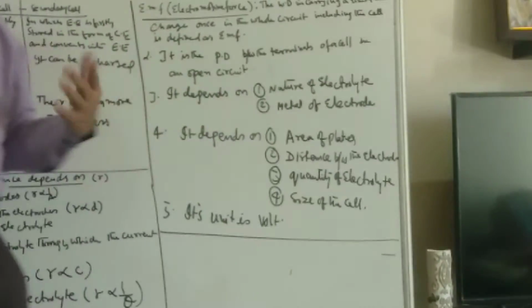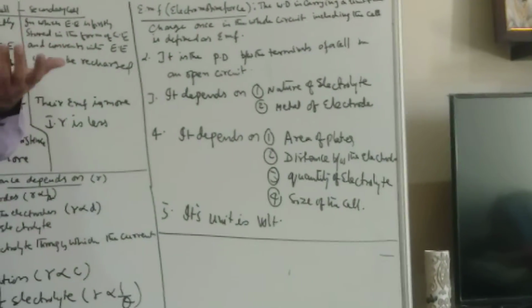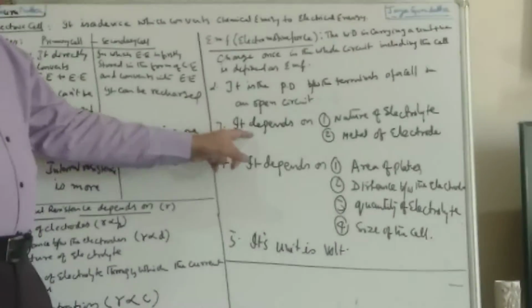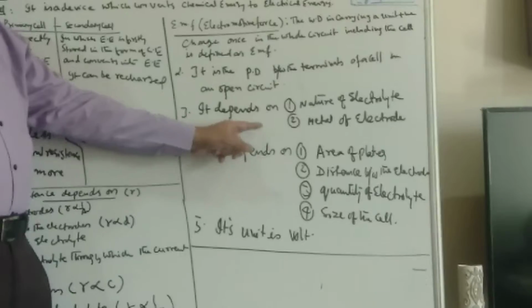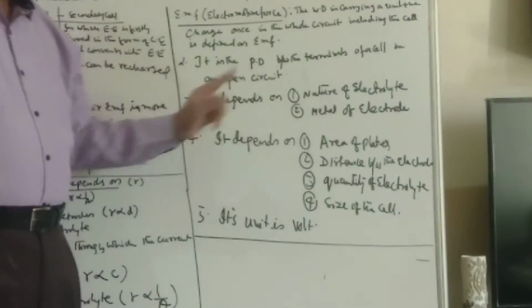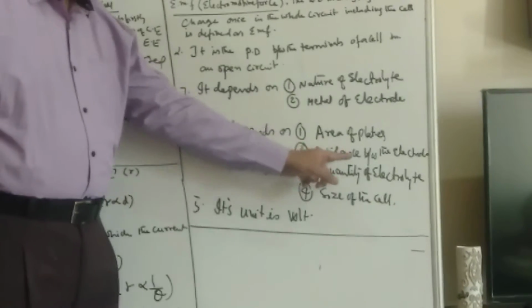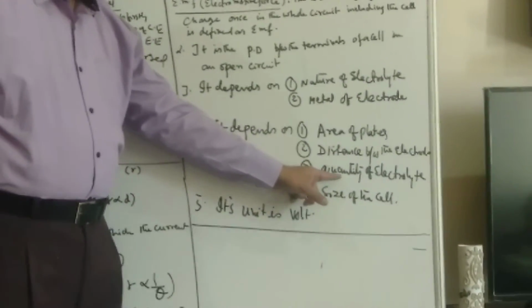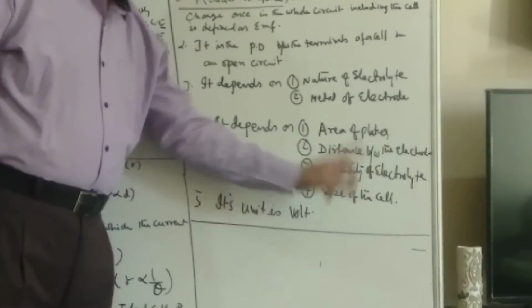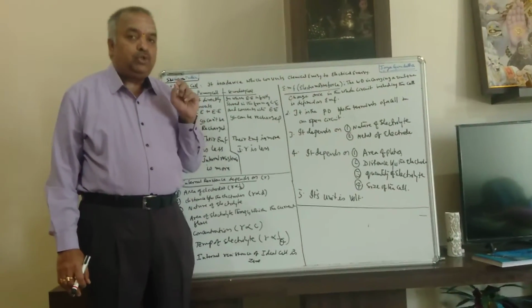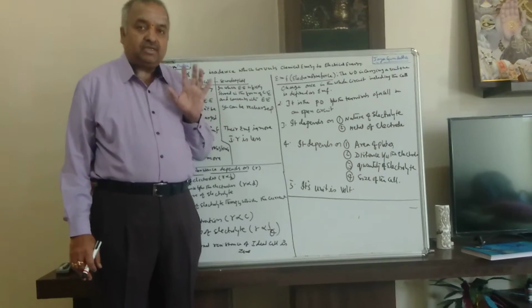As the size of the cell is more, we need a larger amount of electrolyte solution. So the EMF depends on the nature of the electrolyte, the metal of the electrodes, the area of the plates, the distance between the two electrodes, the quantity of electrolyte, as well as the size of the cell. Generally, the unit of potential difference as well as the unit of EMF is the same, that is volt.